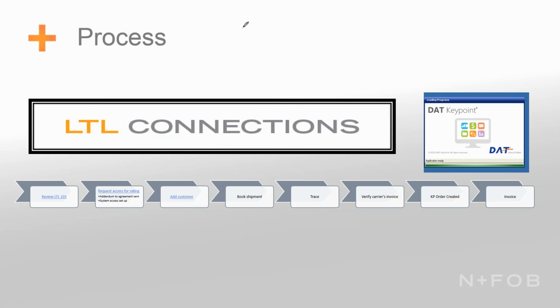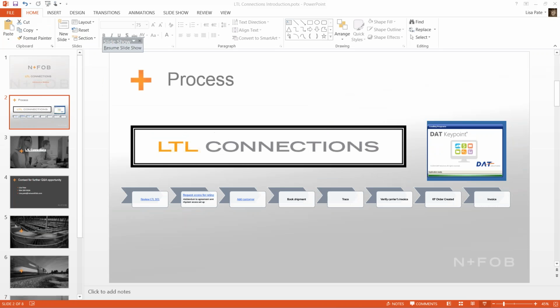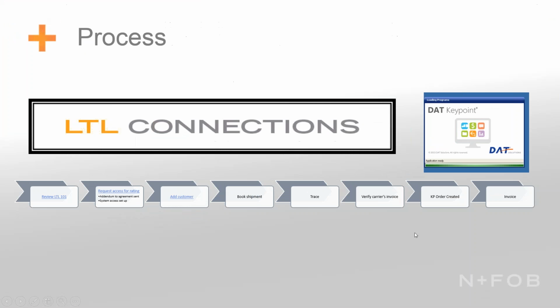Once you, the agent, have verified that the carrier's invoice is accurate and you approve it, the next step that occurs is an automatic system program will create your order in KeyPoint for you. You do not have to create the order in KeyPoint. It will come in. And once it comes into KeyPoint, now you can invoice it. So those are the steps and the process.